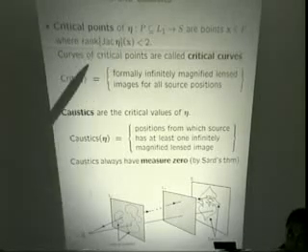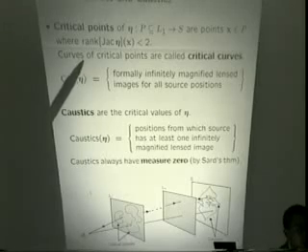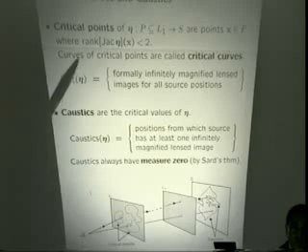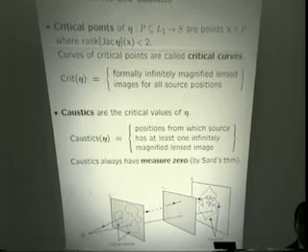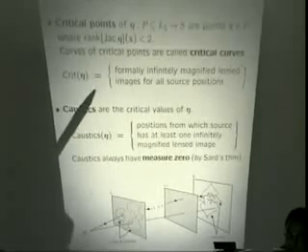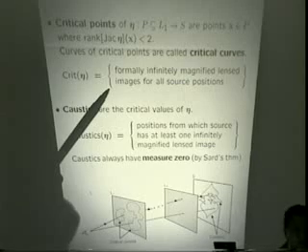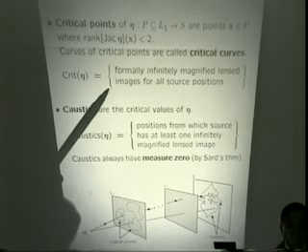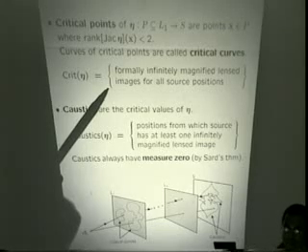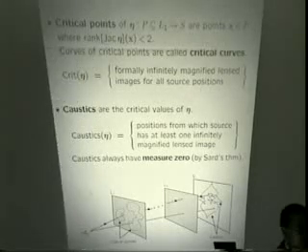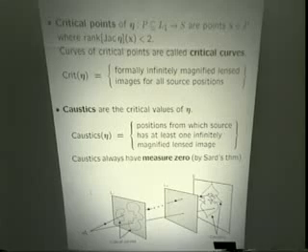Whenever these critical points form curves, we'll call them critical curves. They may or may not form curves. Generically, we shall see that they do form curves. Physically, the set of critical points will then correspond to all the formally infinitely magnified lensed images for every light source position. And that's because the determinant is vanishing. And remember, magnification gives you 1 over that determinant.